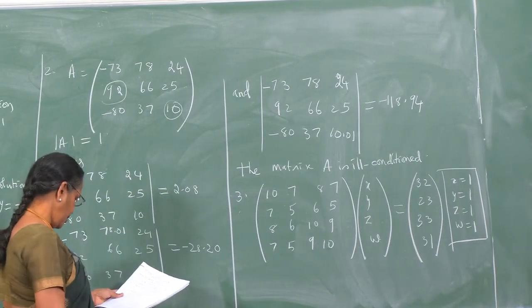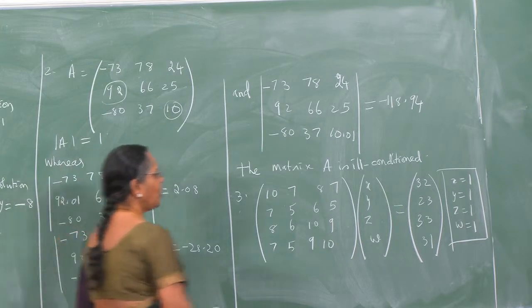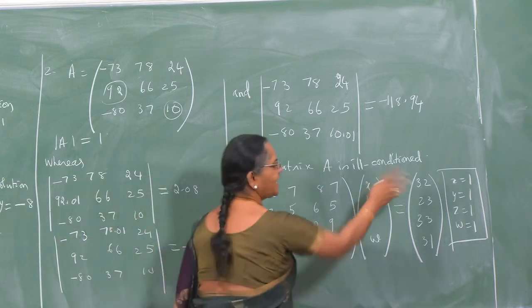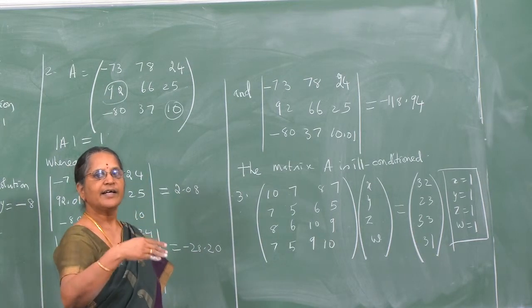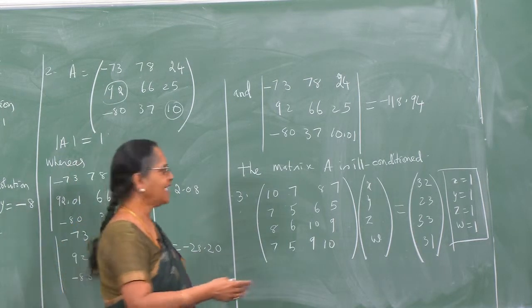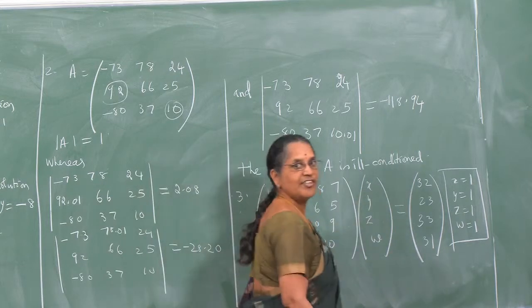Now, I would like to make a small change on the right hand side vector. See, due to some round off errors, the right hand side vector is say changed.